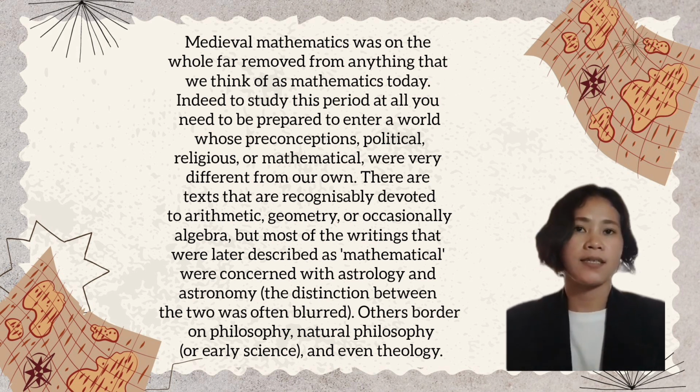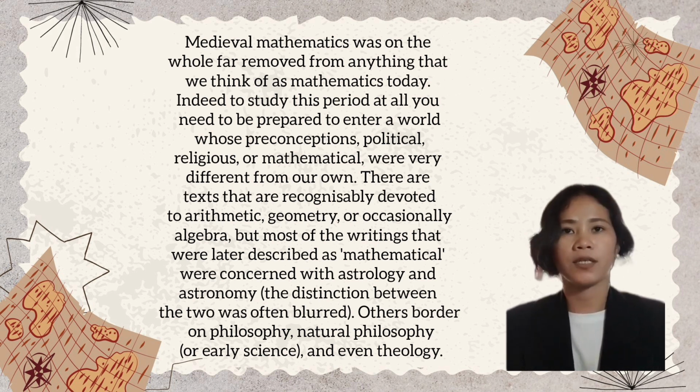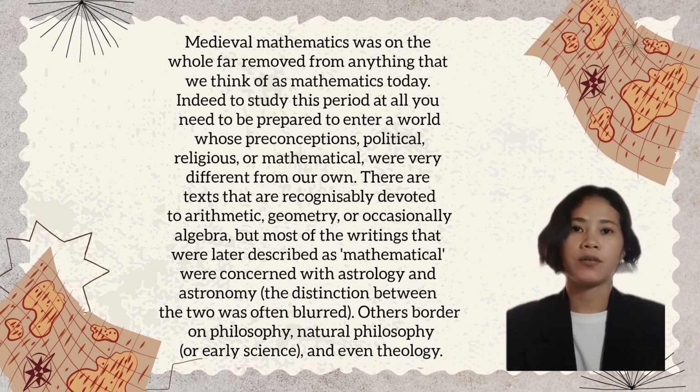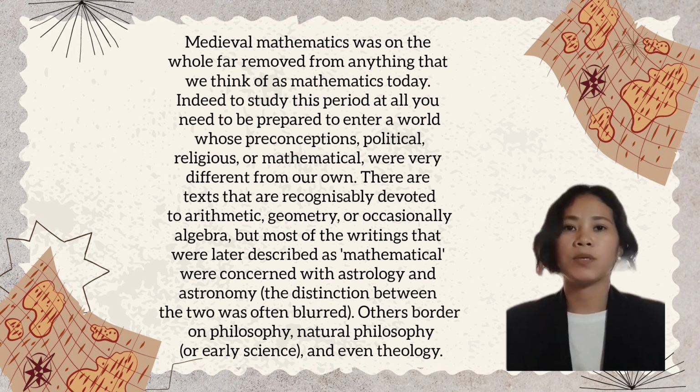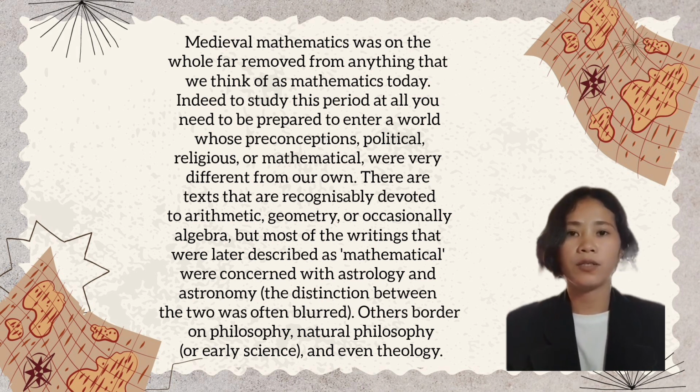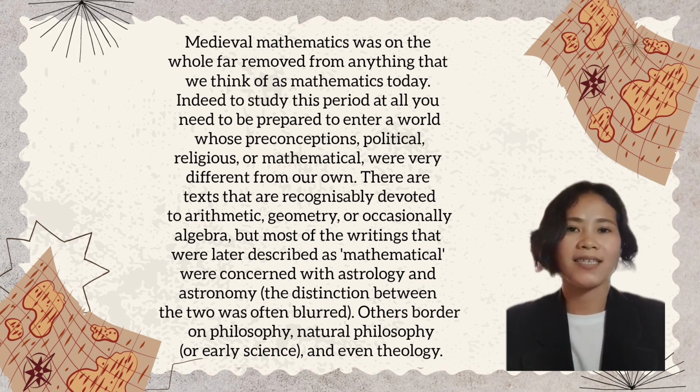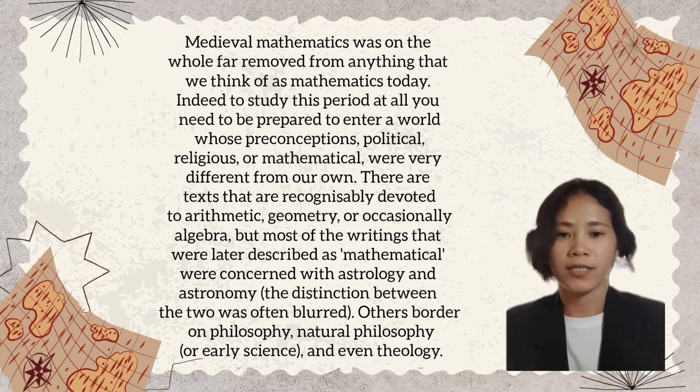There are texts that are recognizably devoted to arithmetic, geometry, or occasionally algebra, but most of the writings that were later described as mathematical were concerned with astrology and astronomy. The distinction between the two was often blurred. Others border on philosophy, natural philosophy, or early sciences, and even theology.